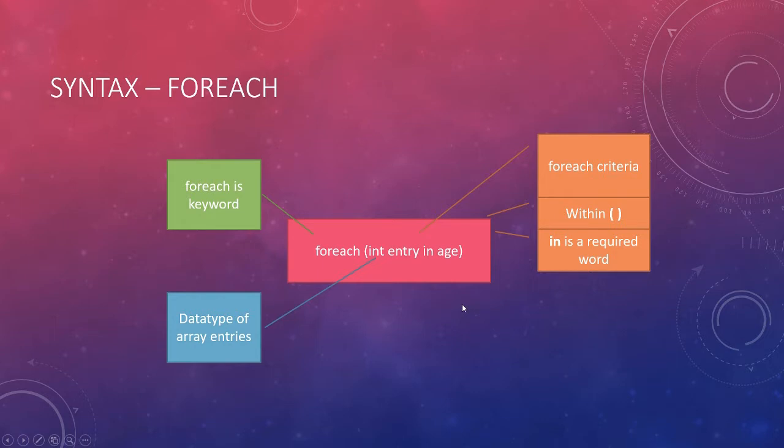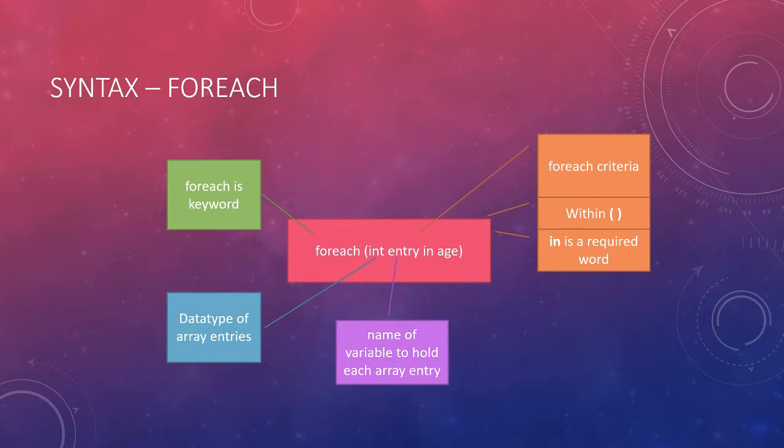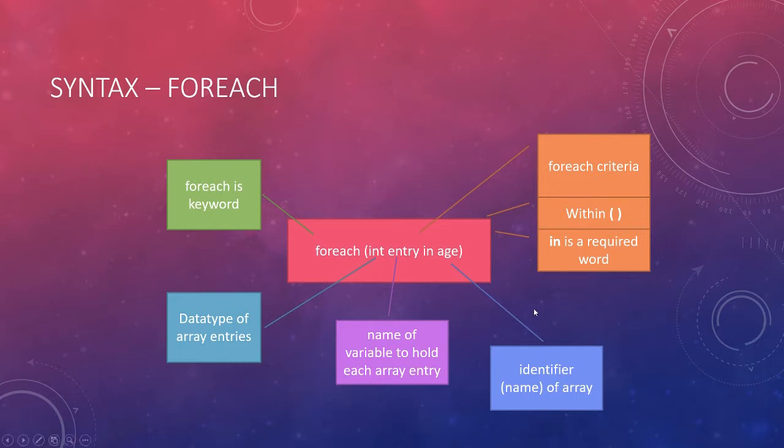Within this criteria, first we have the data type of our array entries. Our array is an integer data type. We could have string or double or anything there, depending on how the array that we want to process is set up. So data type, then the name of the variable, and this will just be a local variable within our for each statement, the name of that local variable to hold each of those array entries as they are processed. Then lastly, after our in keyword, we want the identifier or name of the array to be processed by the for each statement. So the for each statement is a super effective but read-only way to process all of the entries in an array.